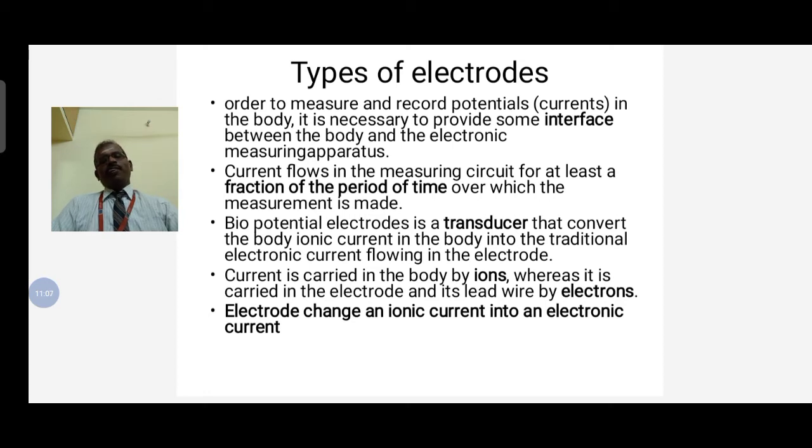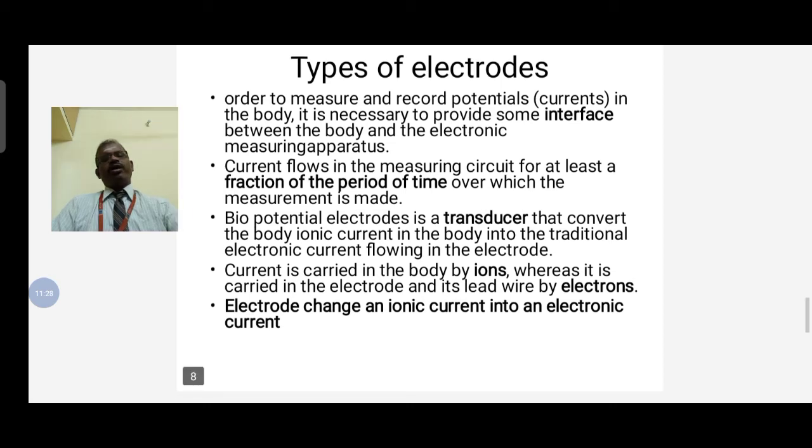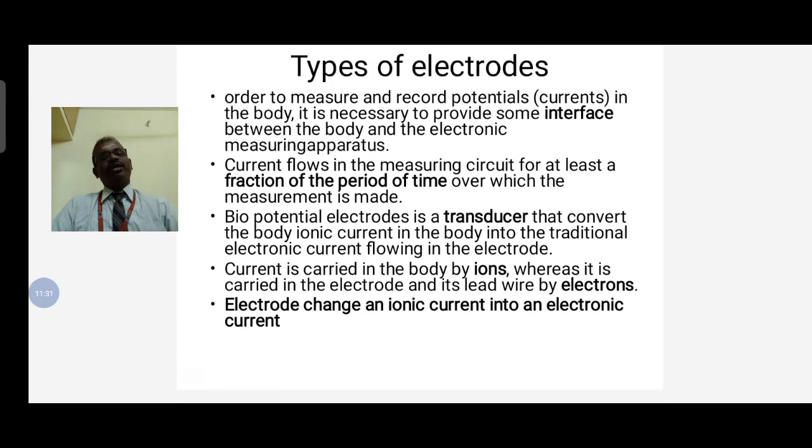Here, how is current carried in the human body? By ions. How is it carried in the electrodes and their lead wires? By electrons. So the electrode changes ionic current into electronic current. This is the conversion, this is the transduction. These are the basic functions of electrodes.